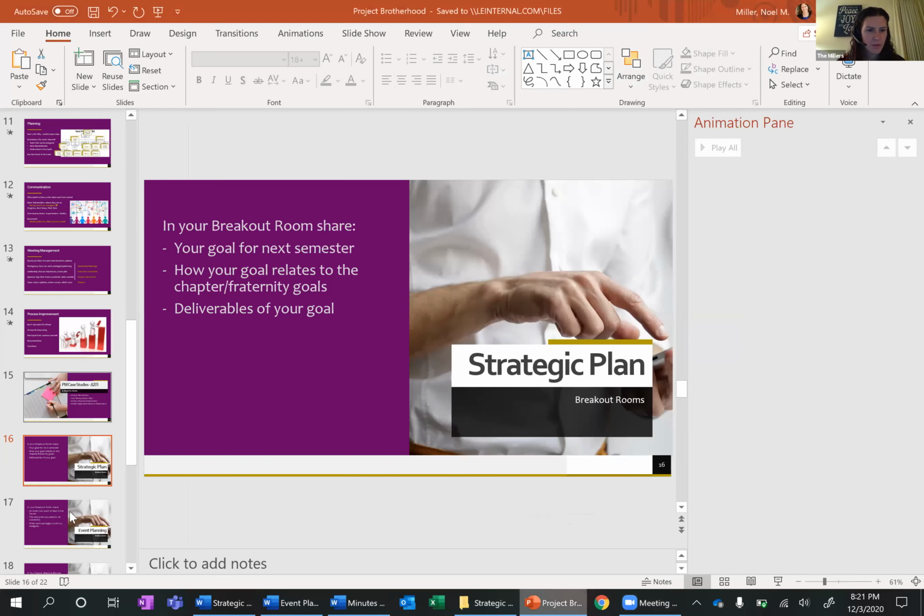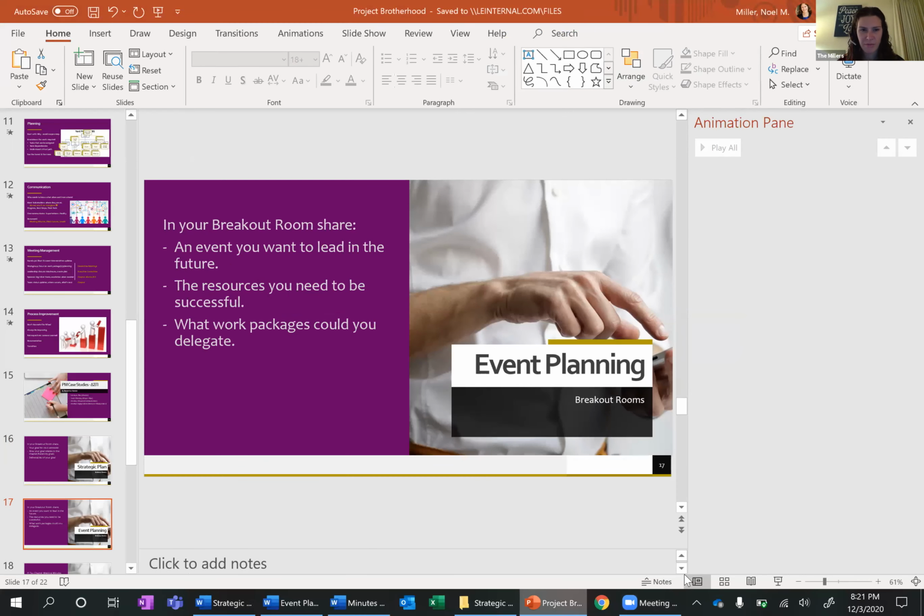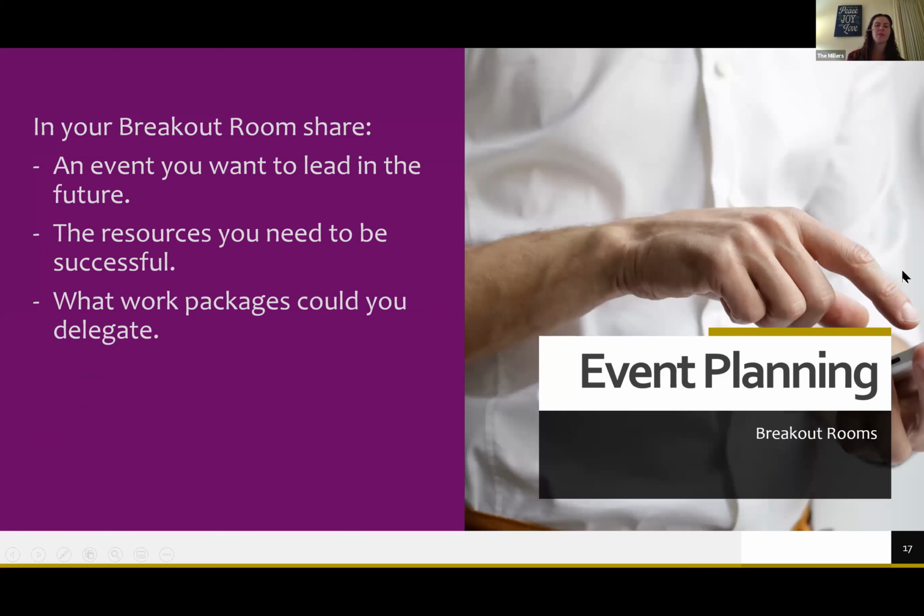Okay, so we did our strategic plan. Let's talk about events. All right, so this is just a little planning exercise, right? So an event that you want to lead in the future, the resources you will need to be successful, and what are a couple of work packages that you could potentially delegate, opportunities for growth for somebody on your committee, or opportunities just for somebody who's a rock star in a particular area. And alumni, if you have an event that you want to lead in the future, you can jump in too.